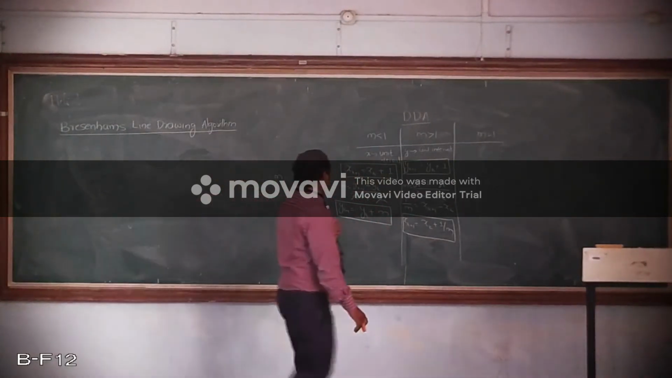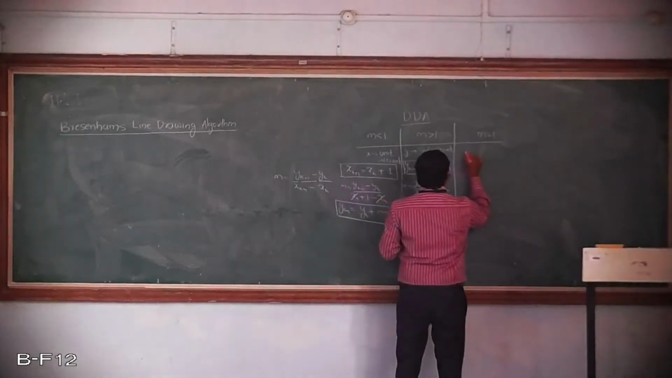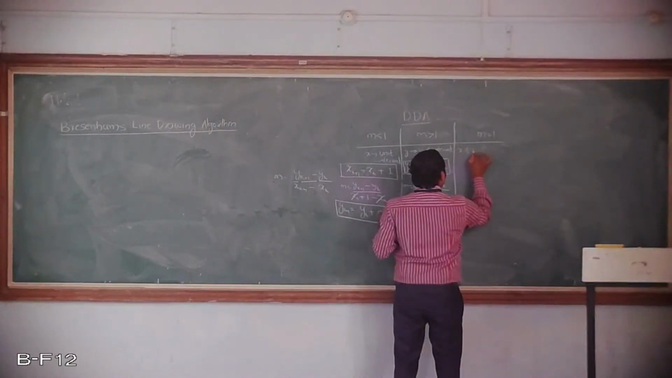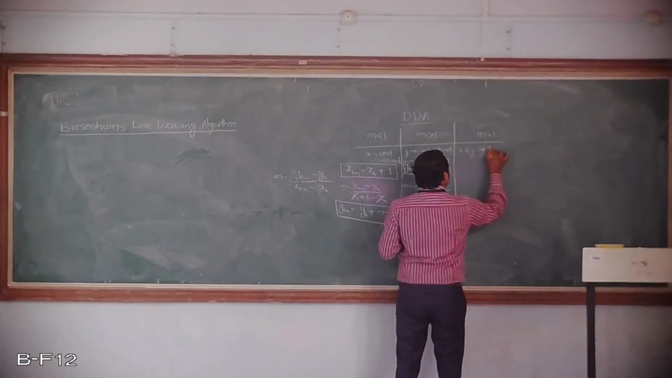Similarly, when slope is equal to 1, both x and y coordinates will move with unit intervals.